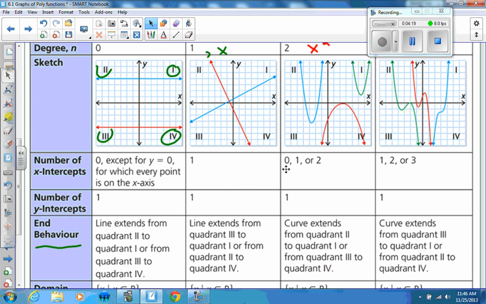Okay, so the number of x-intercepts could be 0, 1, or 2. It depends how many times it crosses the x-axis. This green one here has 0 x-intercepts, the red one has 1, and the blue one has 2.